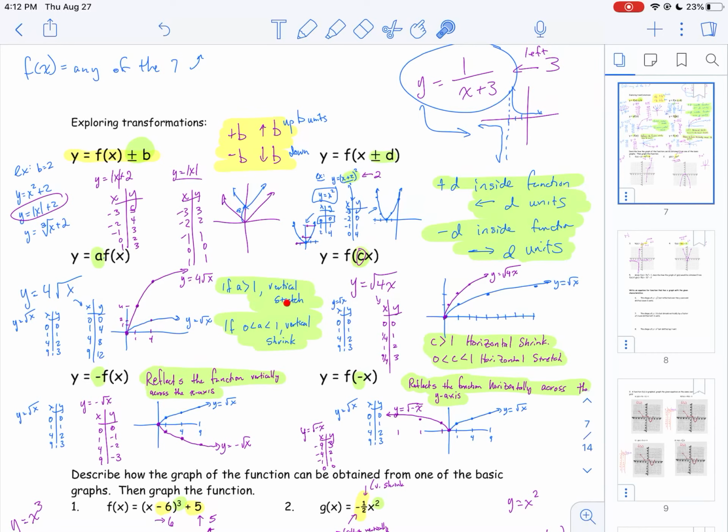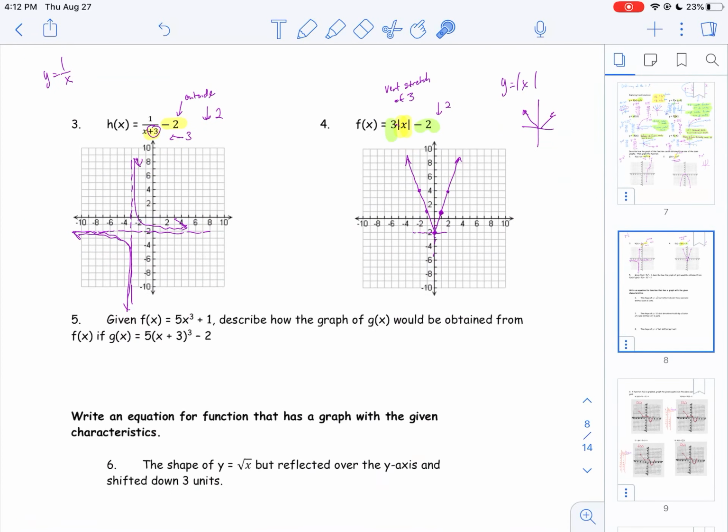Multiplying on the outside is a vertical stretch if it's bigger than 1. If it's inside, it's a horizontal shrink if it's bigger than 1. Negative on the outside reflects vertically across the x-axis. Negative on the inside reflects horizontally across the y-axis. So now, let's finish up some of these practice problems.